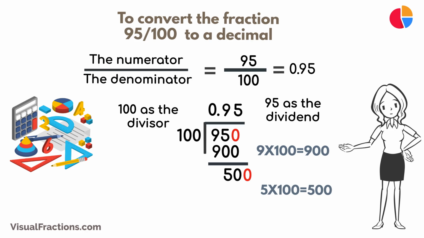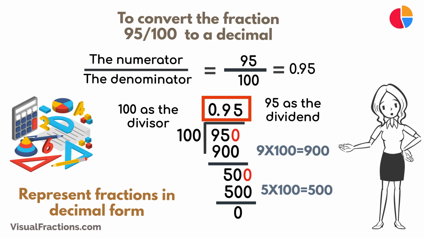Multiplying 5 by 100 gives us 500. When we subtract 500 from 500, we get a remainder of 0. So, there we have it. The fraction 95/100ths converted to a decimal is 0.95. This conversion process demonstrates a straightforward method to understand and represent fractions in decimal form.